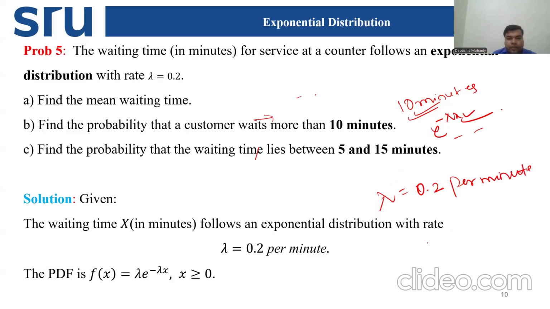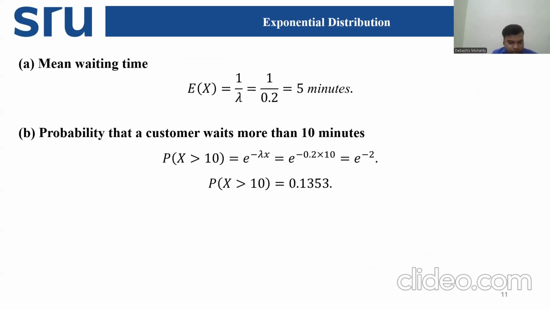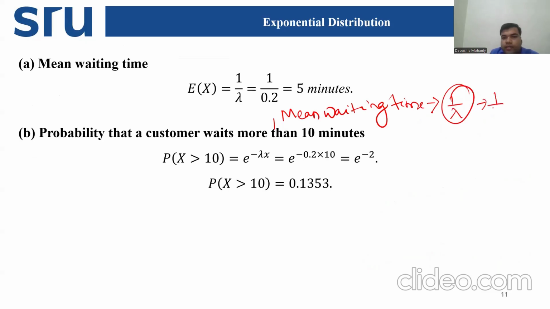The PDF, that means probability density function, f of x equals lambda e to the power minus lambda x when x is greater than or equal to 0. We already know the formula. Next, we need to calculate the mean of the waiting time. That value is 1 by lambda, that is 1 by 0.2, that is 5 minutes.